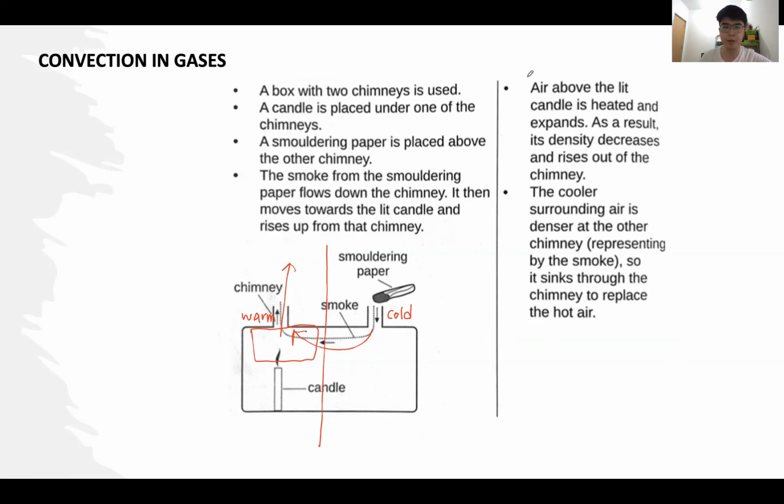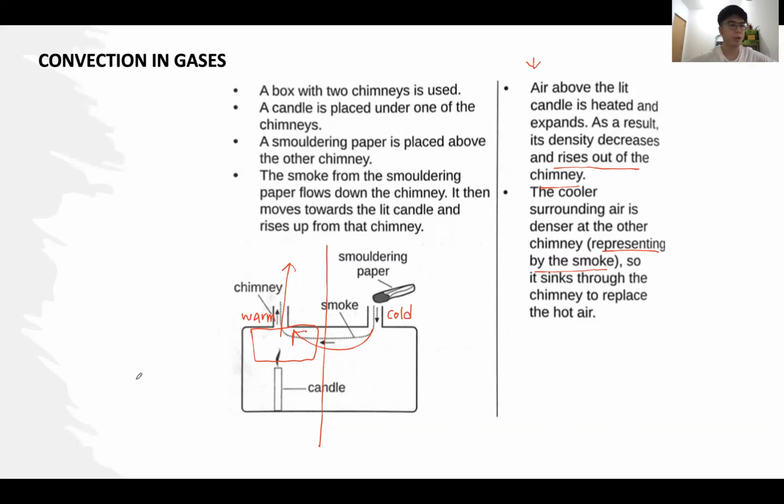Okay, so the explanation on the right. Air above the lit candle is heated and expands. As a result, its density decreases and it rises out of the chimney. The cooler surrounding air is denser at the other chimney, represented by the smoke, so it sinks through to replace the hot air. So that is convection in gases and convection in liquid.